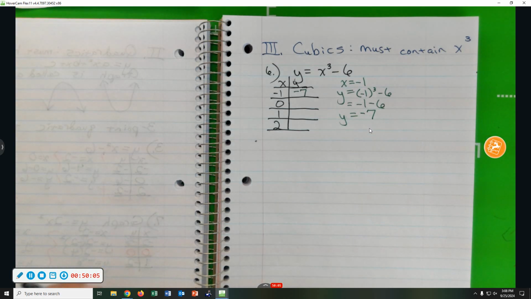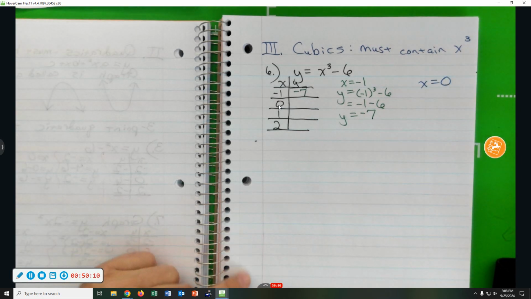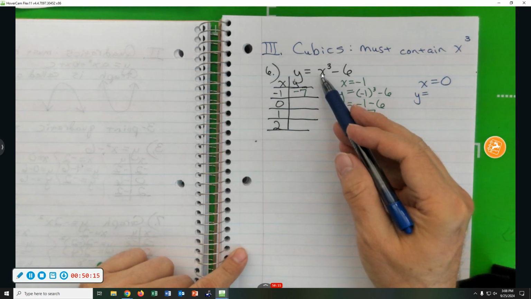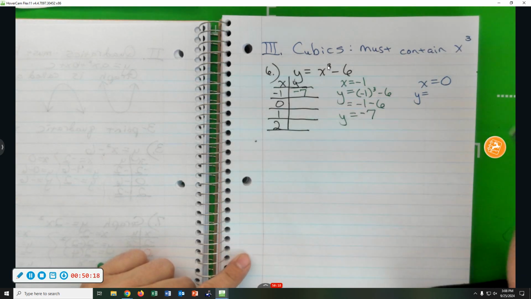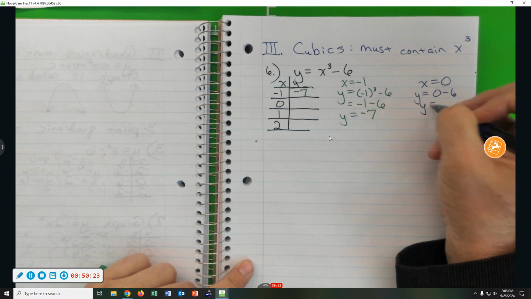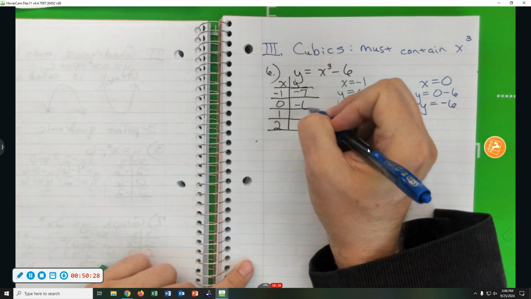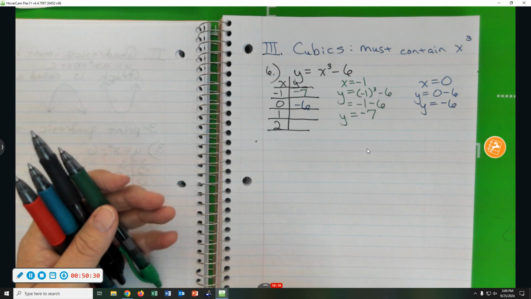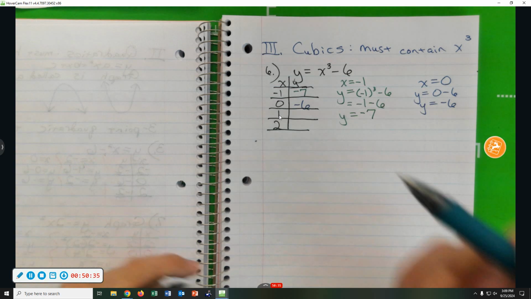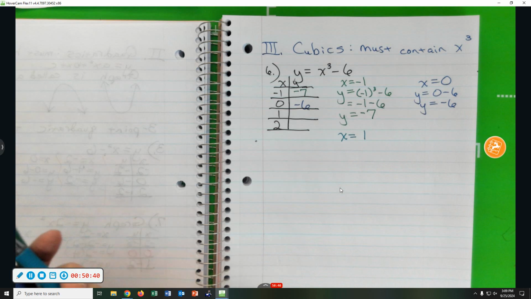And now we'll plug in 0 for x. This is a sharp bunch. Plugging in the 0 for x, 0 cubed is 0, minus 6 gives me a y value of negative 6. There's my second ordered pair. The third ordered pair, we're going to plug in 1 for x.